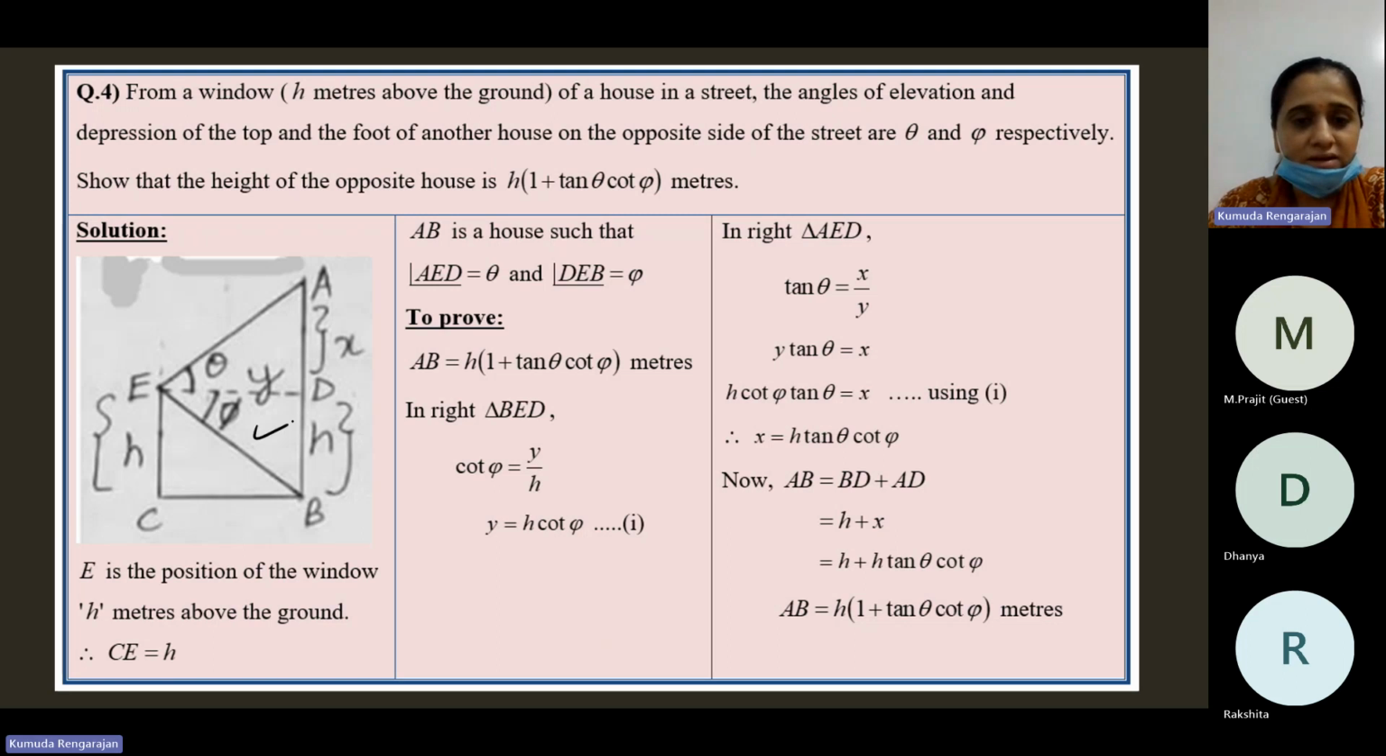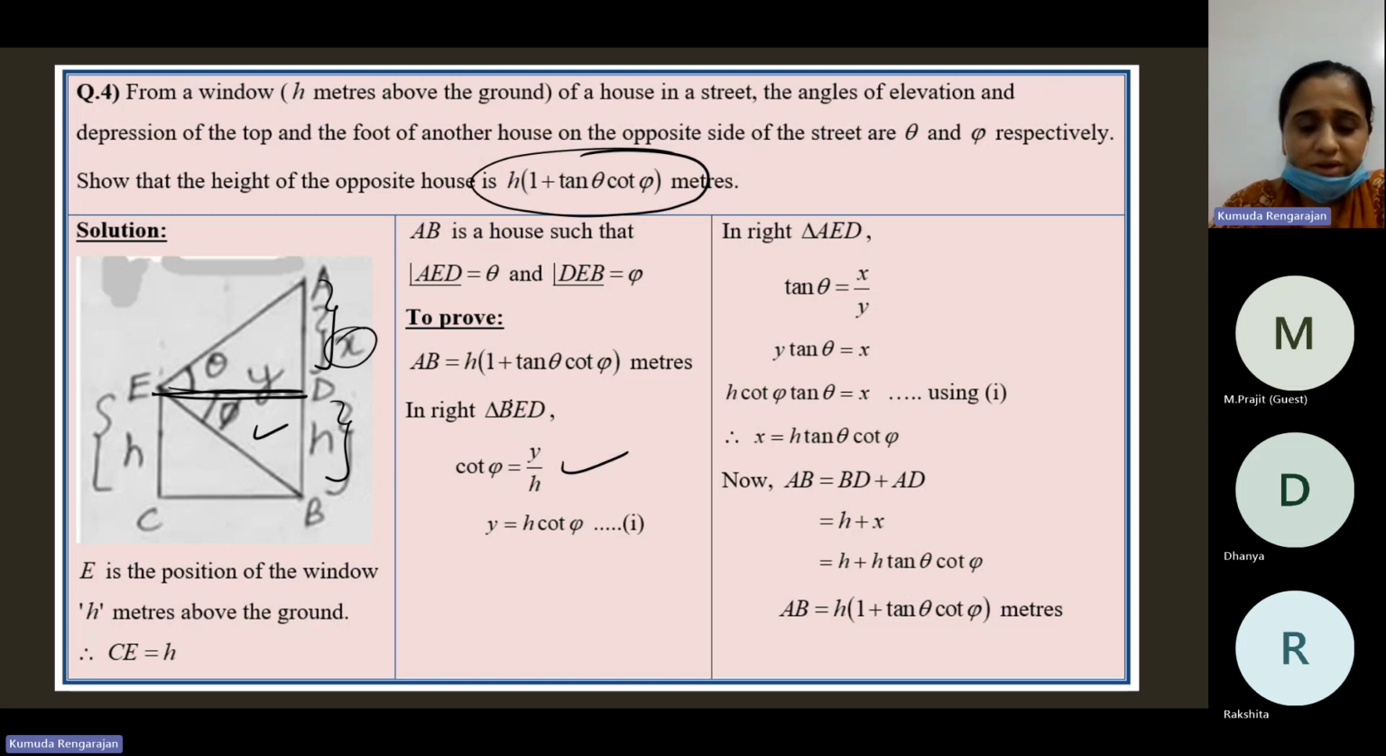So in this triangle, cot phi is equal to adjacent by opposite. So y by h. And the same reason, we don't have y in the final result. We have to find x. I told you, you already know this part is h. You need to find this one. We don't want y. See, this is y. We don't want this y in the final result. You can see here, there is no y in the final result. We don't want this one. So we write y is equal to h cot phi and we stop there.